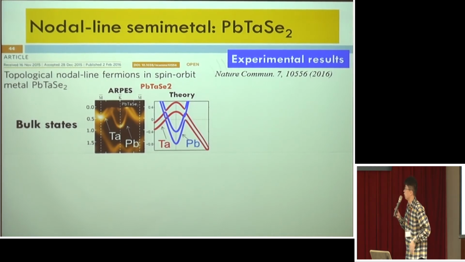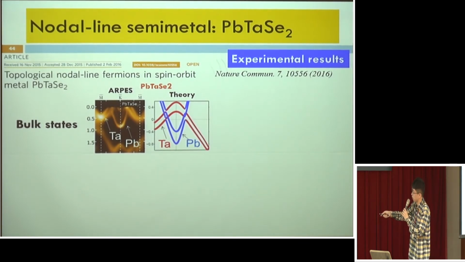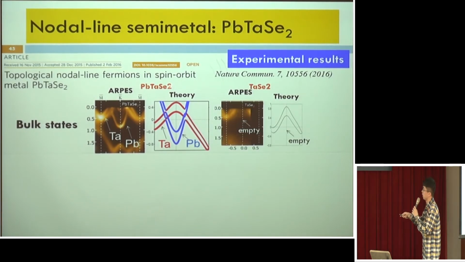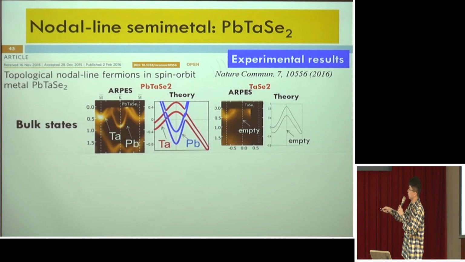Here I show some of our ARPES data. We know the nodal lines are formed from the crossing points of the Ta p and tantalum d orbitals. This is our ARPES data, which successfully captures these features. This is the p orbital, and this is the tantalum d orbital. If we remove the atom, it becomes tantalum selenide, and we can see the electron pocket disappear, so it's empty.